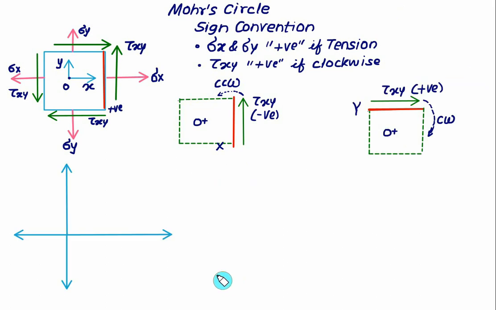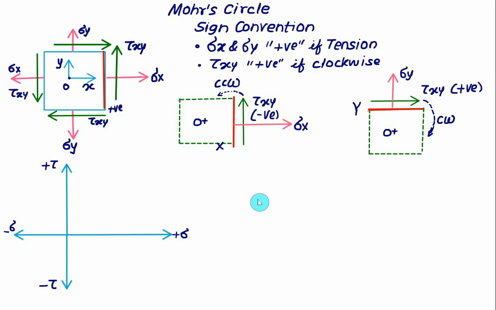Now we'll construct a Mohr circle here. So this one is the positive value of sigma, this one is the negative value of sigma. The positive y-axis represents the positive value of the shear stress, and the negative y-axis represents the negative shear stress. Now you can read here what the coordinate of the x face is and what the coordinate of the y face is.